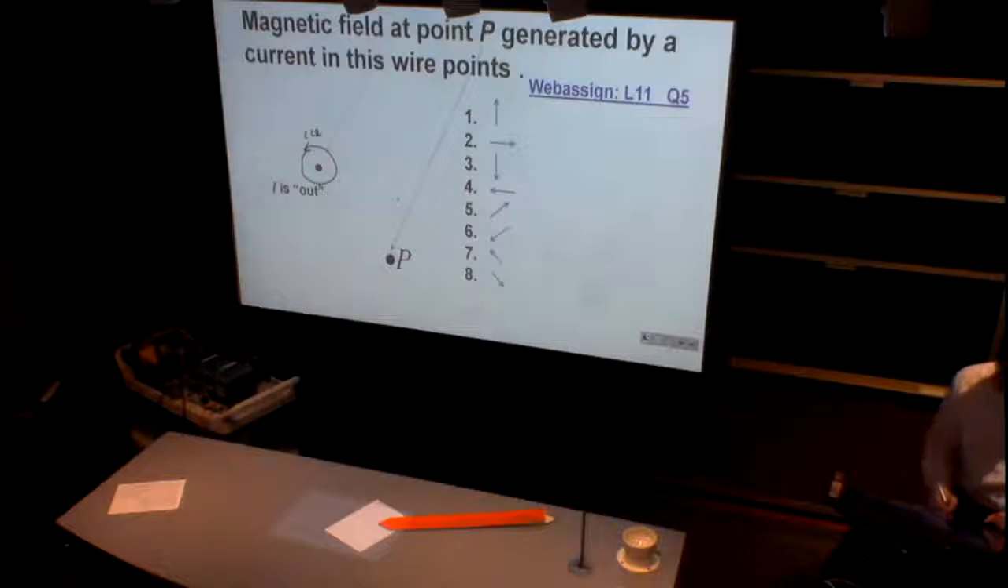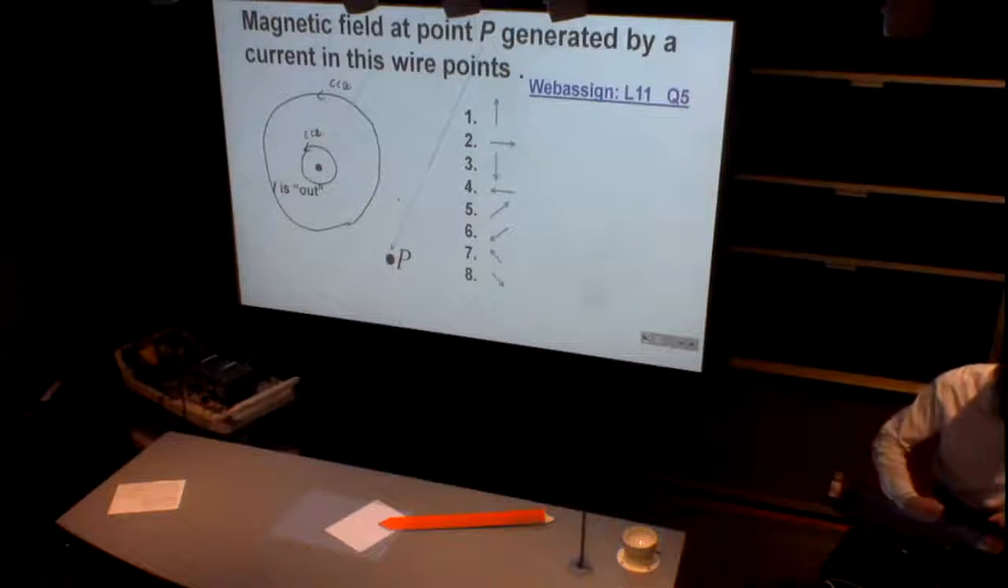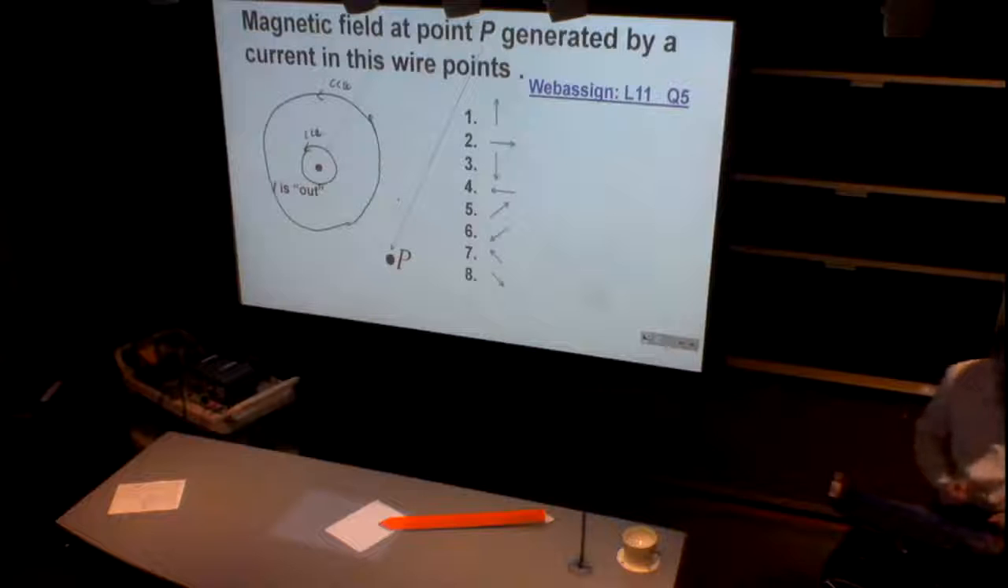And if we move away from a wire, that doesn't change the shape of the lines. It's still circular. That doesn't change the direction, still counterclockwise. But magnetic field strength decreases. We know how. And if I want to draw a magnetic field vector, all I have to do is just draw an arrow which is tangent to the line. This is magnetic field vector, this is magnetic field vector, this is magnetic field vector.